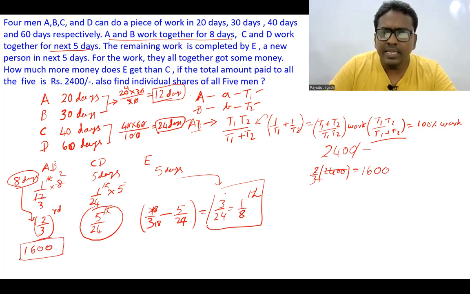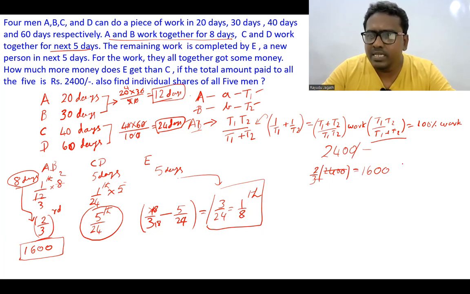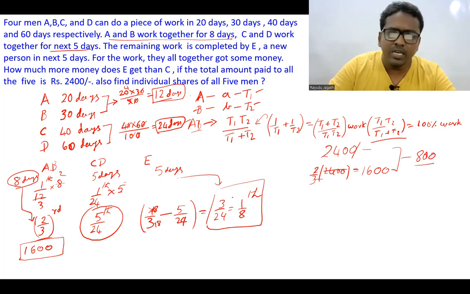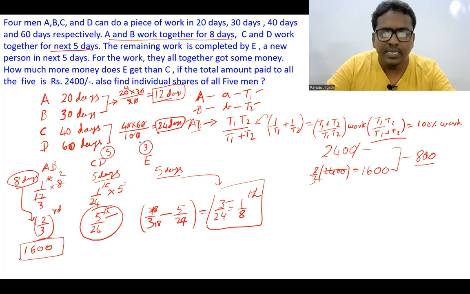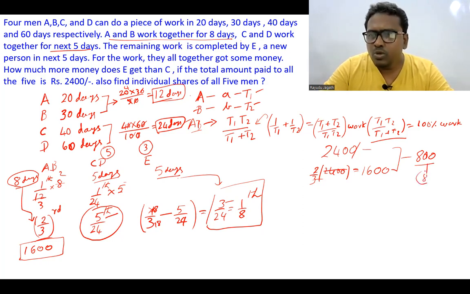Next, the remaining is 2400 minus 1600, which is 800. 800 is to be given to the C, D and E combination. C and D worked for 5 days and E worked for 5 days. But C and D did 5 by 24th part of the work, and E alone did 3 by 24th part of the work. So in the remaining 800, 5 by 24th and 3 by 24th means 5:3. CD ratio is 5 parts, E ratio is 3 parts. So 5 and 3 make 8 parts. 8 parts are equivalent to 800, so 5 parts will be 500.